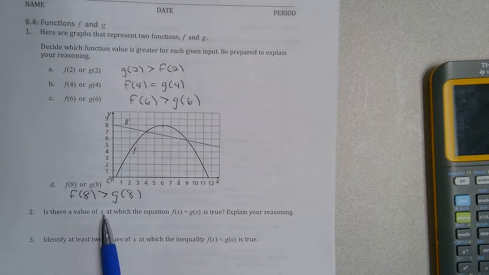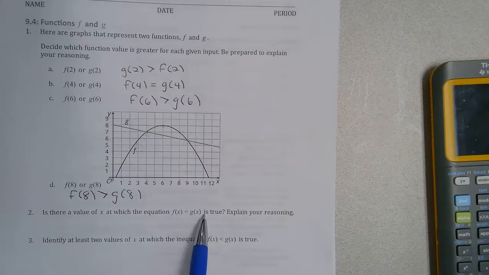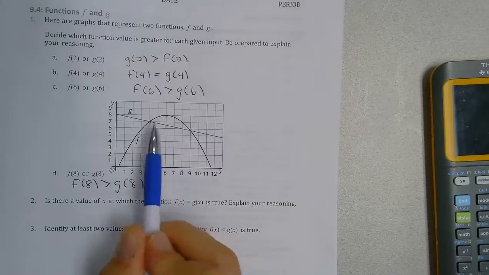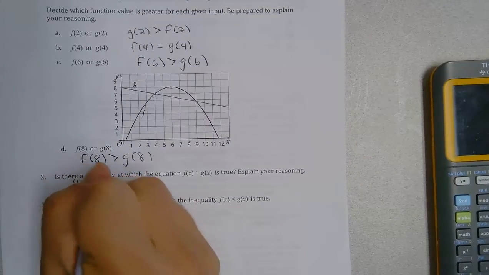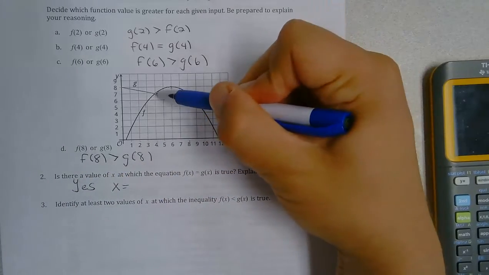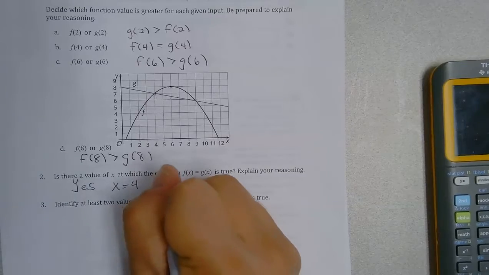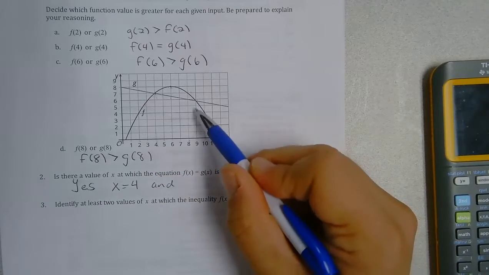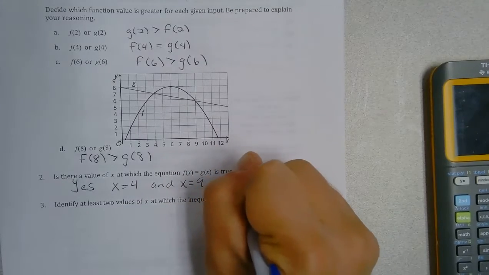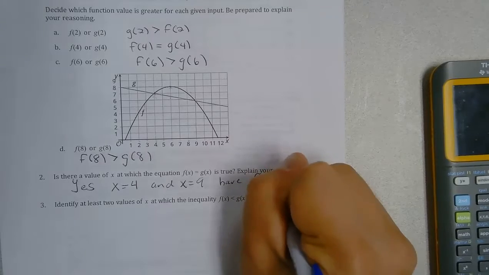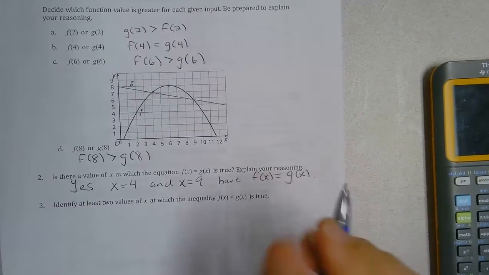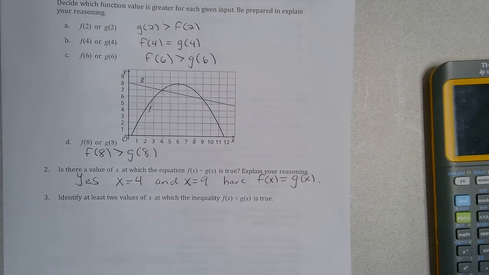So now here, is there a value of x at which f of x equals g of x? If you notice, there are two. The graphs cross twice. So x equals 4 and x equals 9 have f of x equals g of x. That is where the two functions cross.